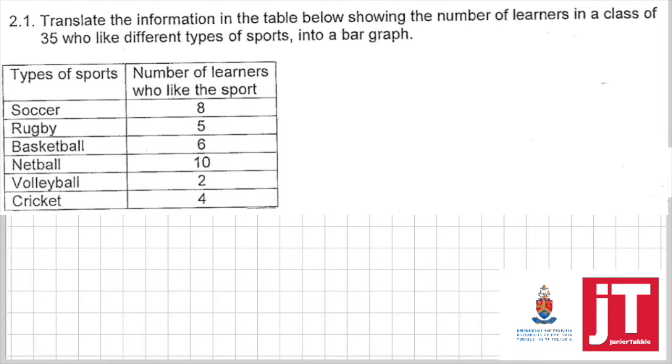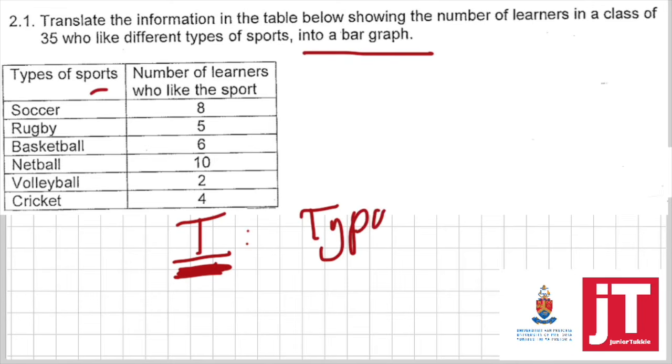Right. Next graph. Translate the information in the table below, showing the number of learners in a class of 35 who like different types of sports, into a bar graph. So again, independent variable. I control it. What am I controlling? The types of sports. Yes, I chose only these types of sports. I could have chosen any other type of sport. Dependent variable, what you're measuring, the number of learners who like the sport.